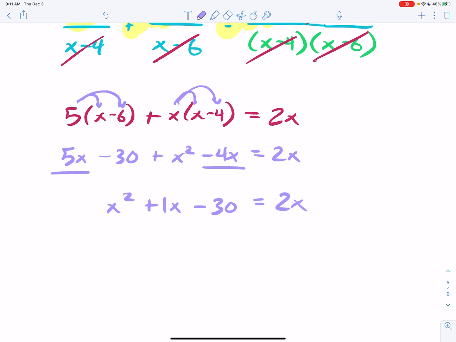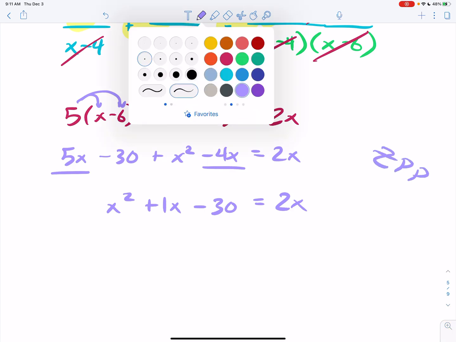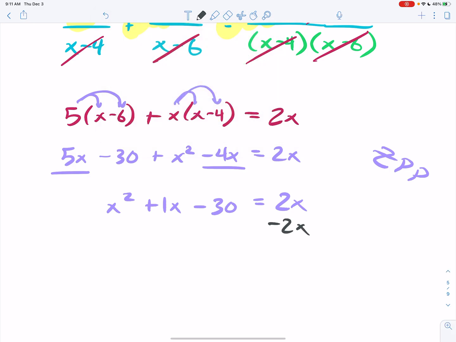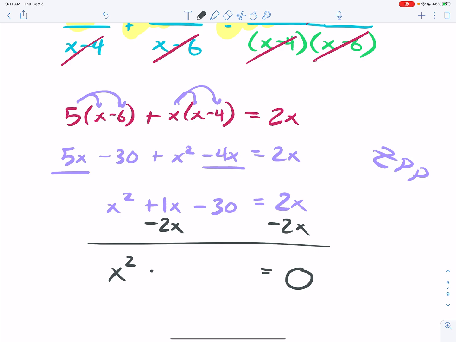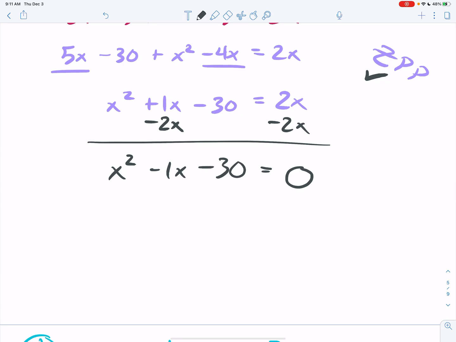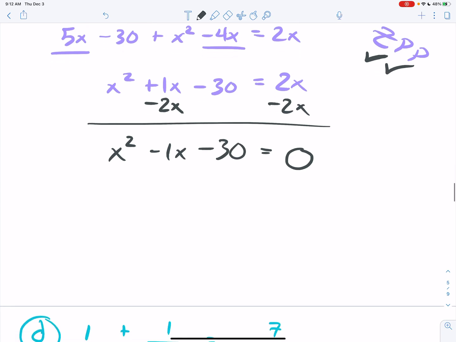Okay? Since it's a quadratic, I'm going to try to get a zero product property going. So I'll go ahead and subtract the 2x here, the opposite. And it only makes sense to subtract 2x right there in the middle because it's linear. So now that I have my 0, I have x squared minus 1x minus 30. Now that I have my 0, I need a product. The only way to get a product is if I factor here. And if you factor this correctly, it should be x minus 6 times x plus 5.